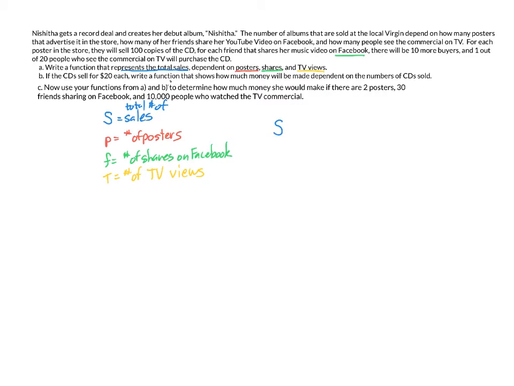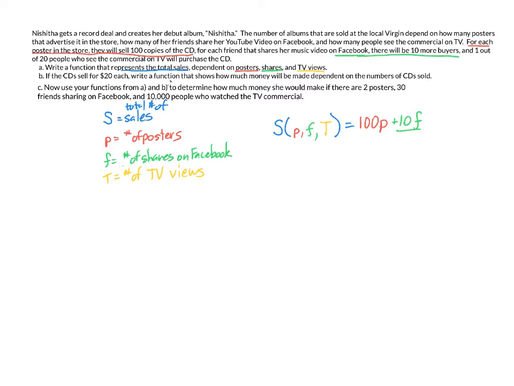So I'm going to say that the number of sales, which is dependent on the number of posters, the number of Facebook shares, and the number of TV views, is equal to, well, it says for each poster in the store, they will sell 100 copies of the CD. So 100 for each poster. All right, then it says for each friend that shares the video on Facebook, there will be 10 buyers. So that means I'm going to add 10 for every Facebook share, right? And F is the number of shares on Facebook. So I very literally wrote here exactly what was there, right? There are 10 more buyers for every share on Facebook, all right?